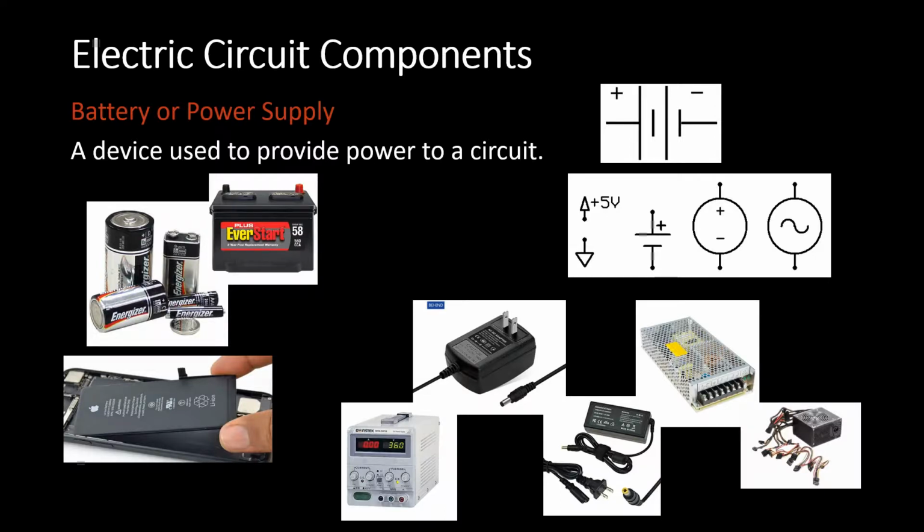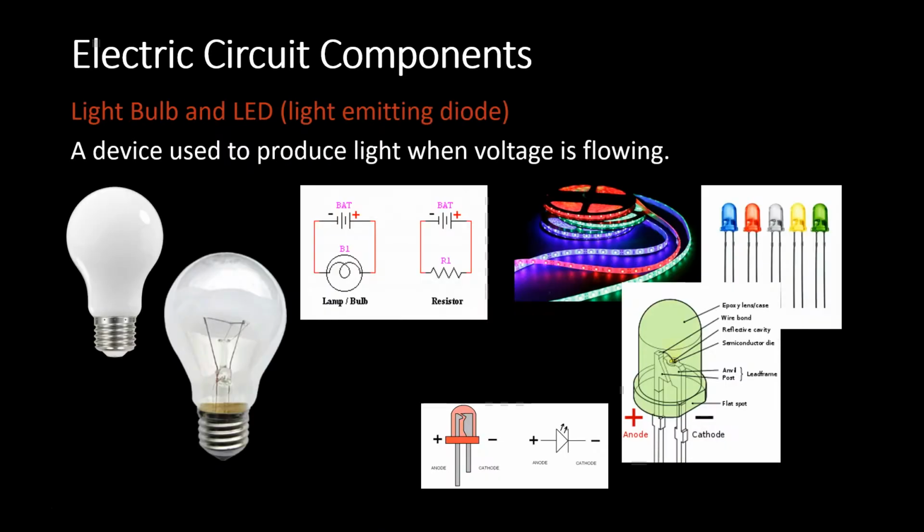Sometimes you'll see a circle with a plus and a minus. That indicates a DC power supply, and a circle with a sine wave in it represents an AC power supply. And of course, on the left, you can see a bunch of different batteries that provide power. And on the right, you can see a bunch of devices that plug in to your electrical outlet that provide power. The next thing we'll look at is a light bulb or a light emitting diode.